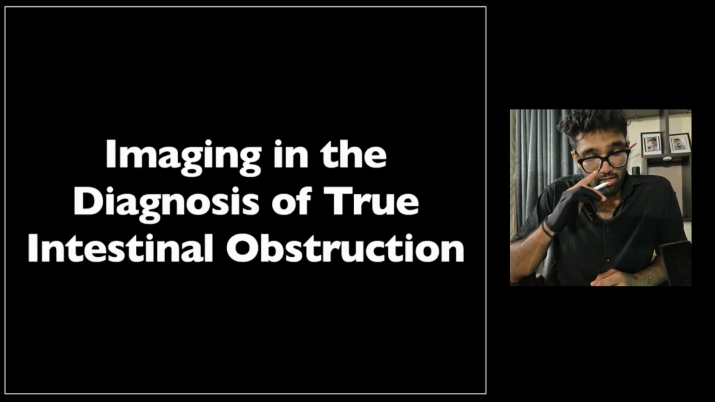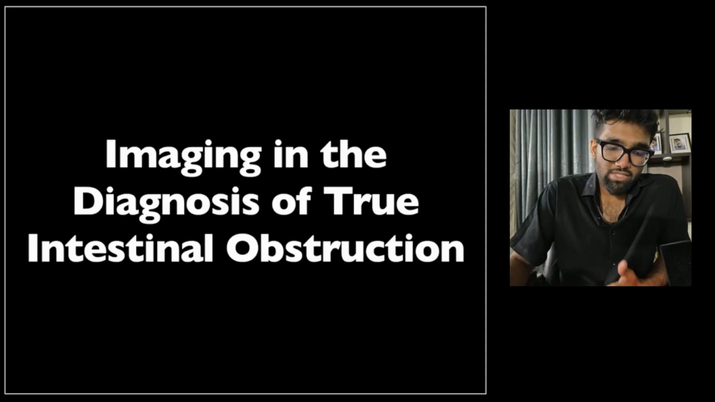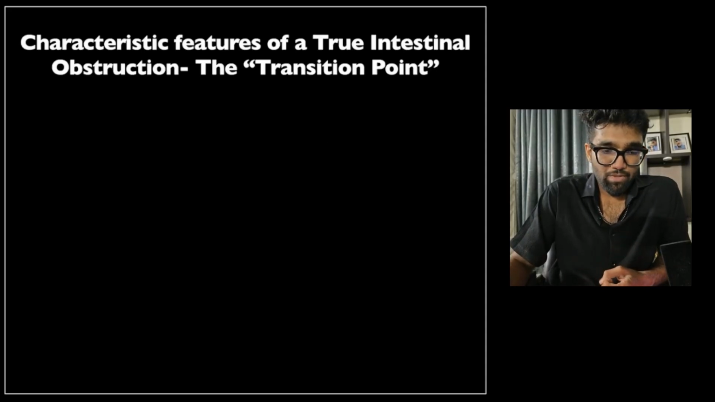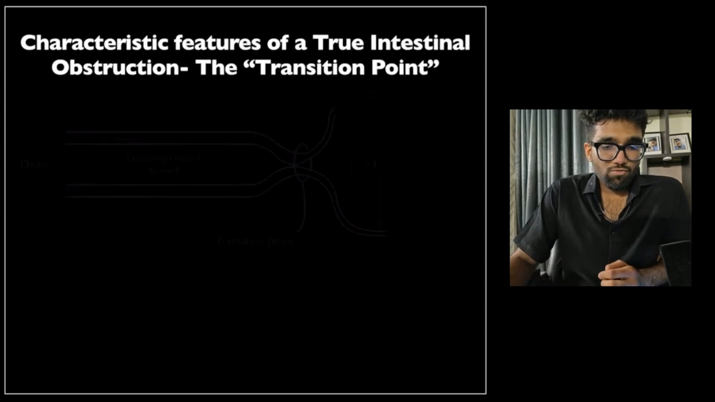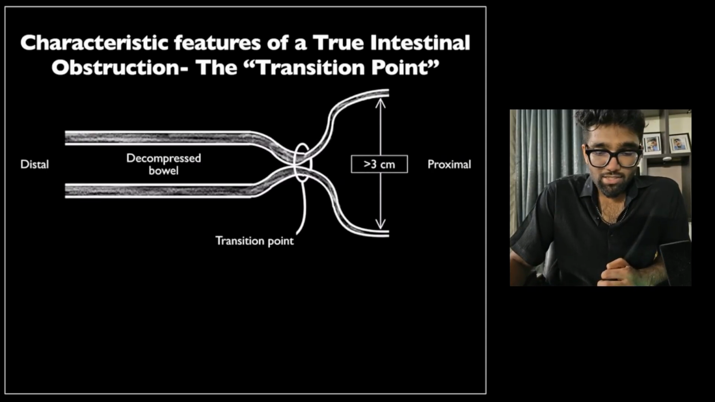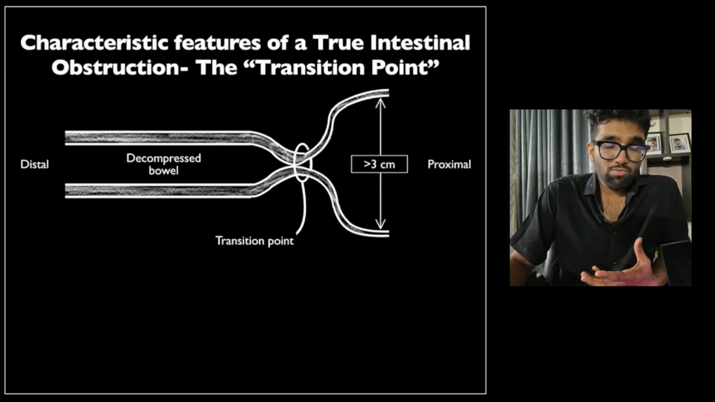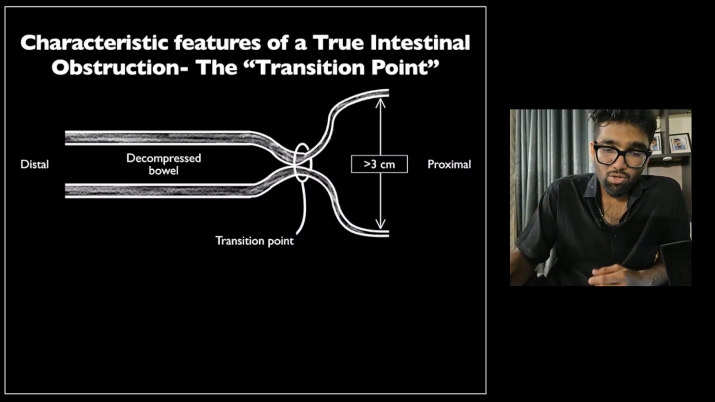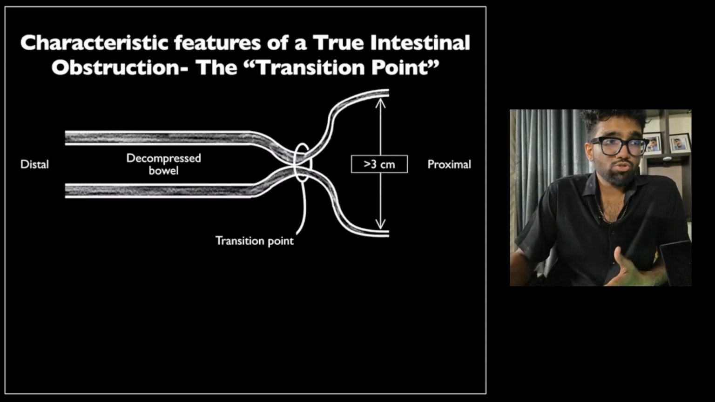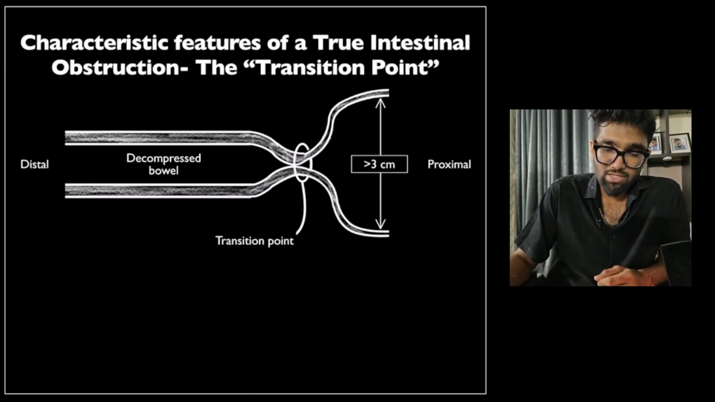Okay. Now let's talk about how imaging plays a very central role in the diagnosis of true intestinal obstruction. The characteristic feature of true intestinal obstruction is actually the transition point. The transition point is the point where the obstruction has occurred. Proximal to that, the bowel loops dilate because they're not able to push material distally across the transition point.